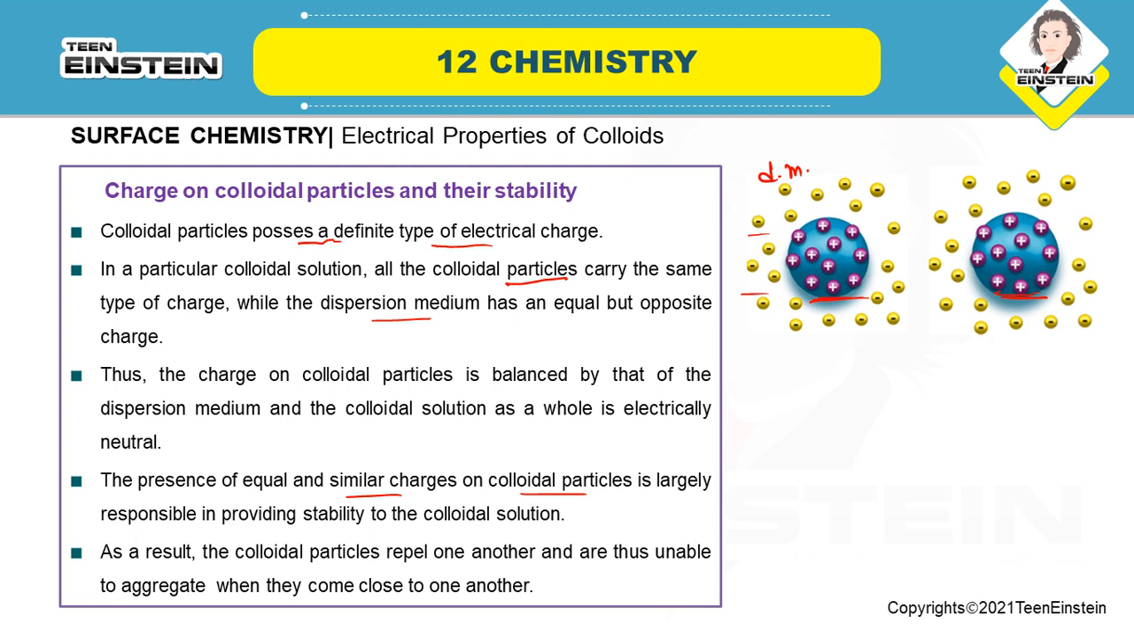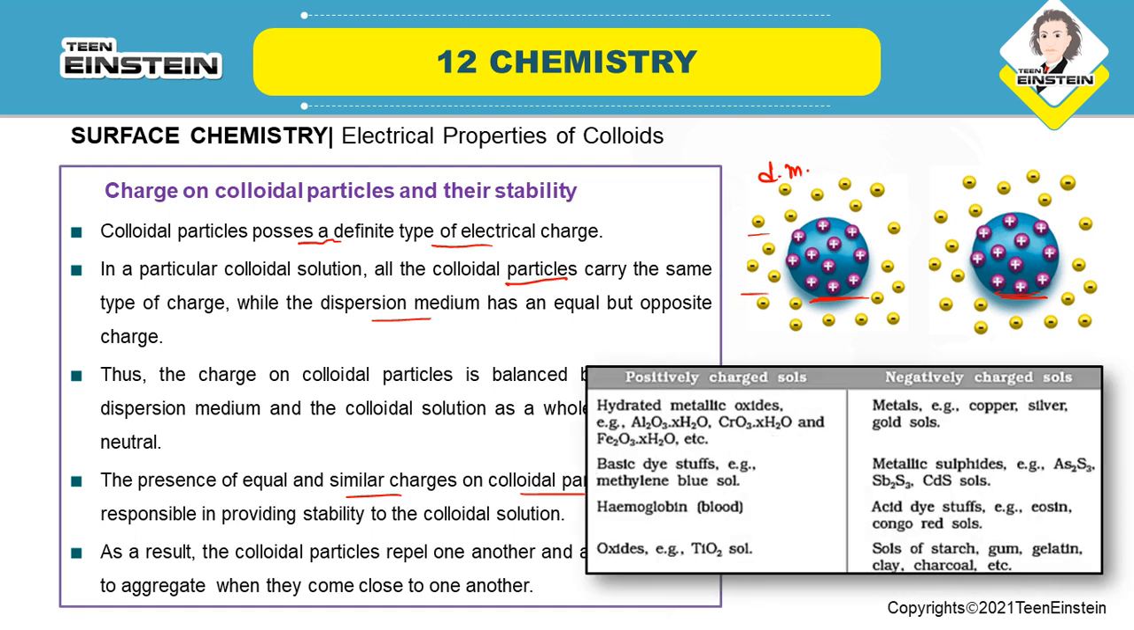Now we will see some examples of negatively charged colloids and positively charged colloids. Positively charged sols: hydrated metallic oxides, that is Al2O3.xH2O, CrO3.xH2O. We can see in all these three examples there are water molecules attached. So when we have this type of metallic oxides that are hydrated, they will be positively charged. Then basic dyes, for example methylene blue sol, hemoglobin present in blood, and TiO2, a metallic oxide. And negatively charged sols: simple metals, copper, silver, gold sols, metallic sulfides, that is arsenic sulfide, antimony sulfide, cadmium sulfide.